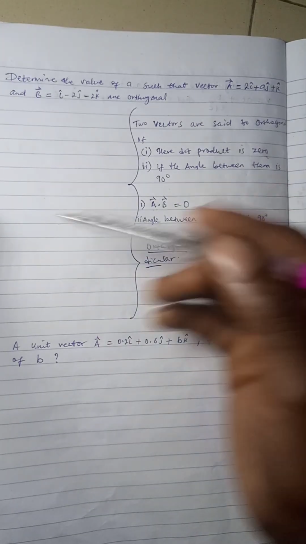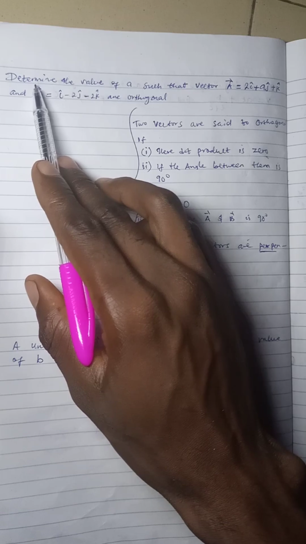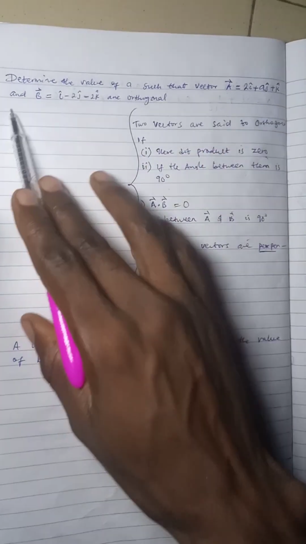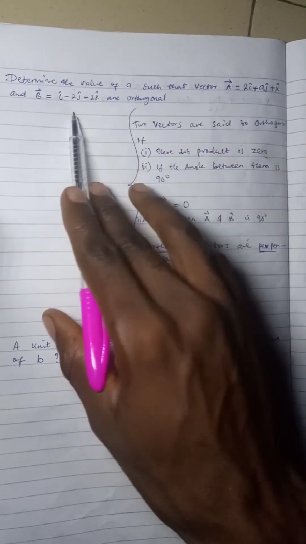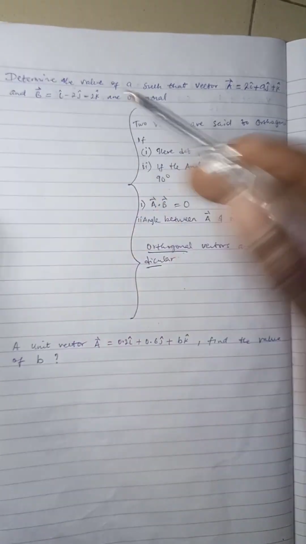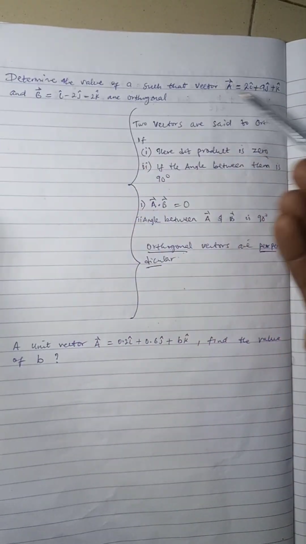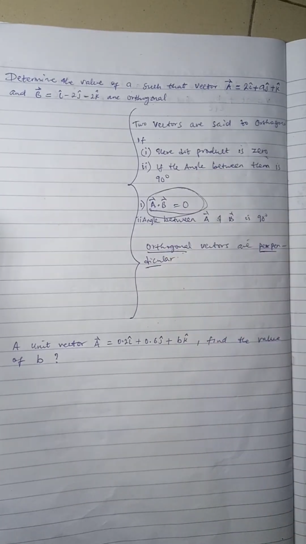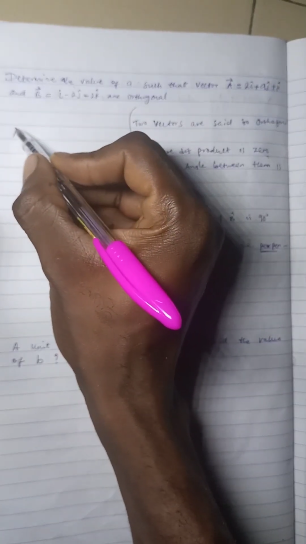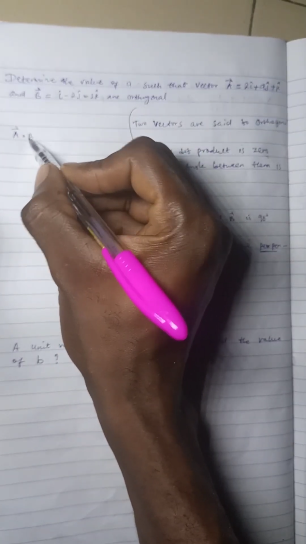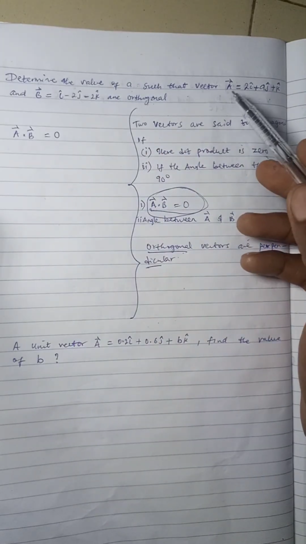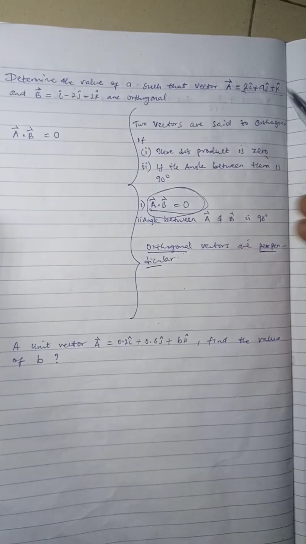So now here they made us to know that we should determine the value of a such that vector a is this and vector b is this, and these two vectors are what? Orthogonal. So how do we solve? We know that vectors are orthogonal if their dot product is 0. So it means that vector a dot vector b will be equal to 0. Now, did they give us the value of vector a? Yes, this is the value of vector a.